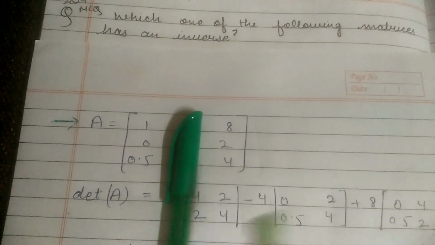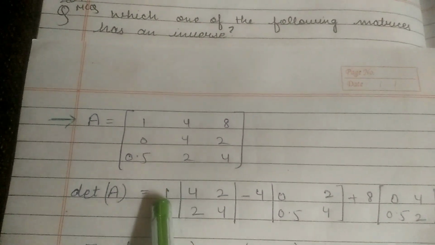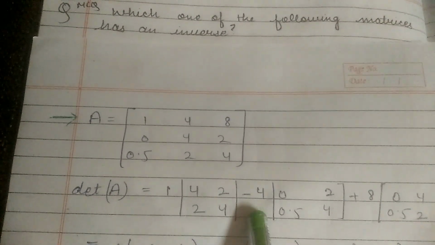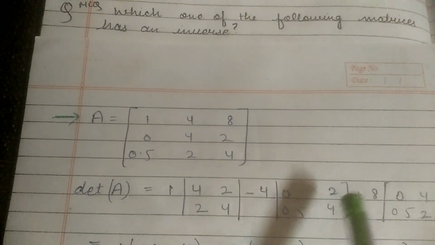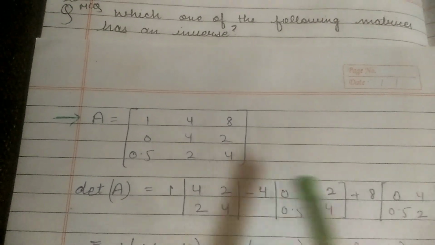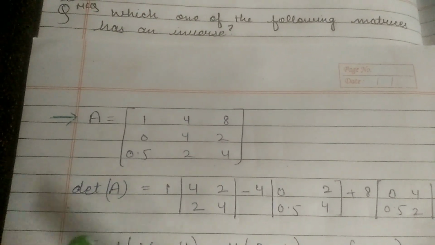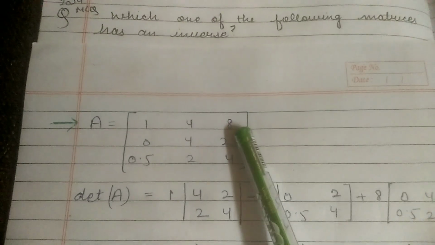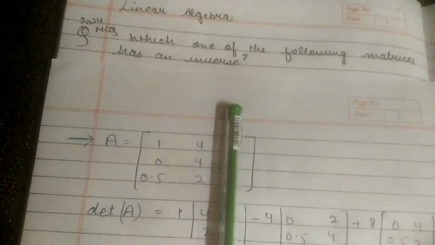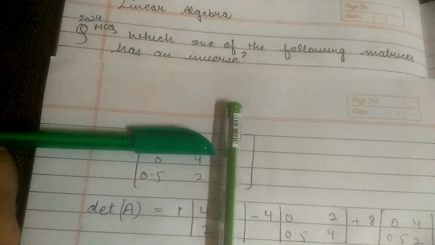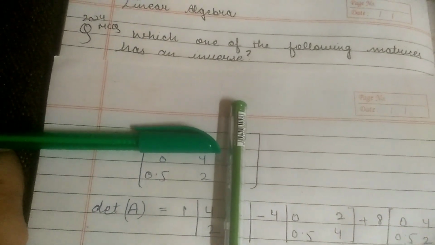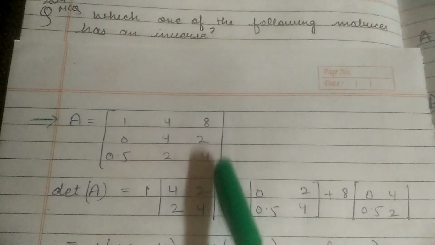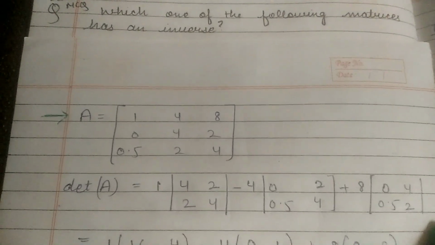And always remember that the first element is always positive here, for the second we write the minus, and for the third we write the plus. So we write it like this: plus, minus, plus. And for the A33 element, just hide the third column. So what remains is 0, 4, 0.5 and 2. So simply we write it like this.